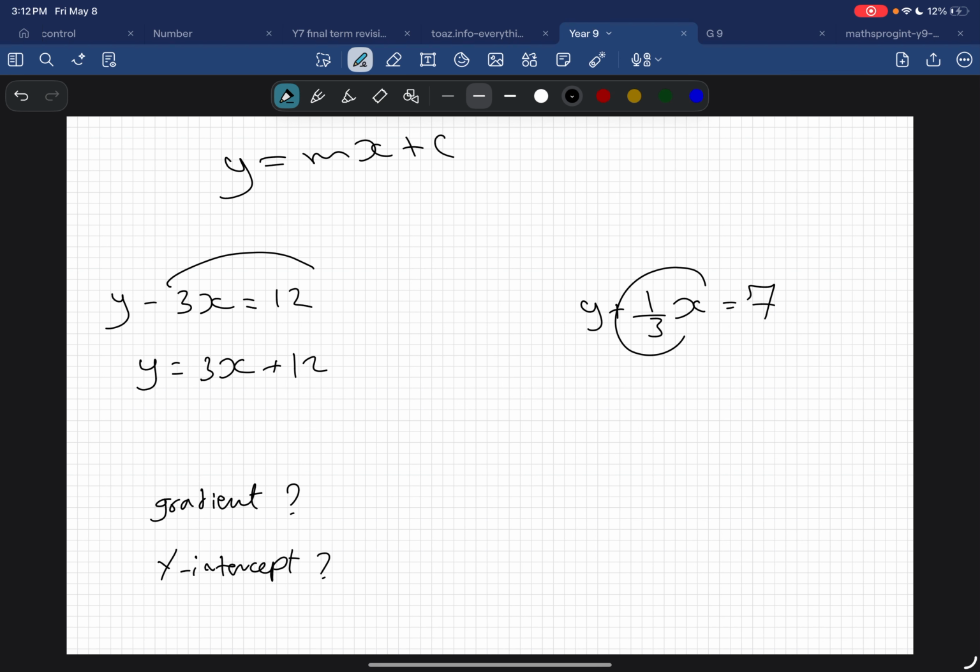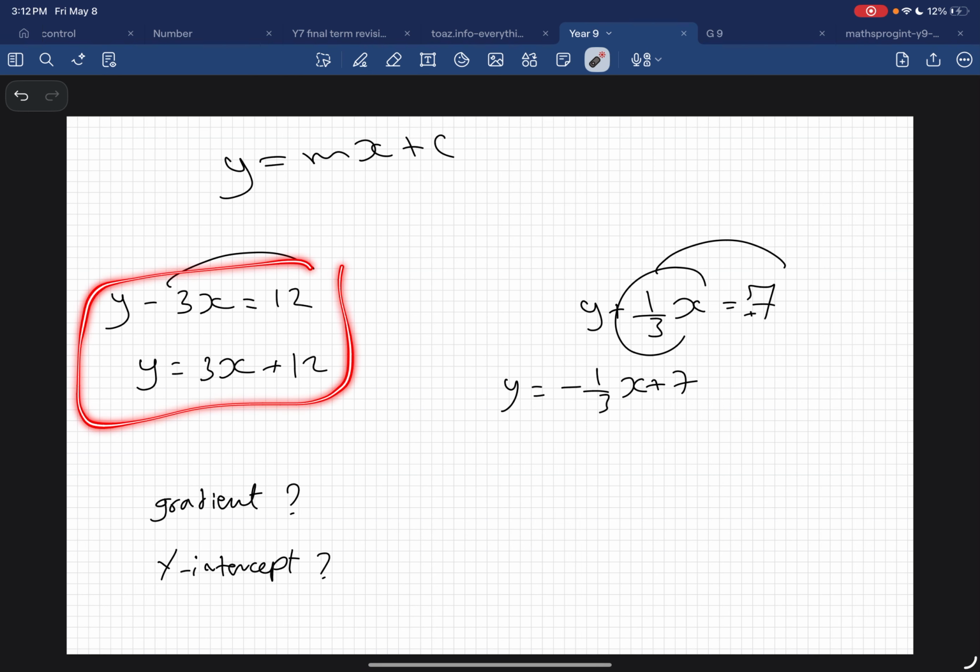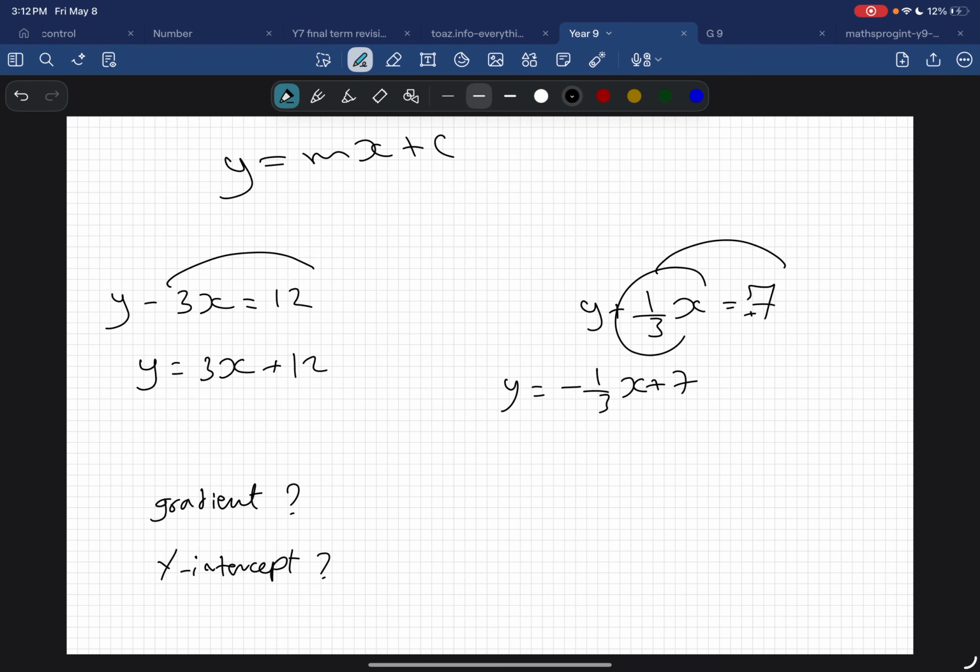And this one here, we're going to take it to the other side. So it's going to be y equals, since what was plus is now going to become minus, a third x plus 7, as you can see. So what is the gradient here? The gradient in this one here is number 3. So the gradient here is equal to 3. The y-intercept is 12. Plus 12 is 12.